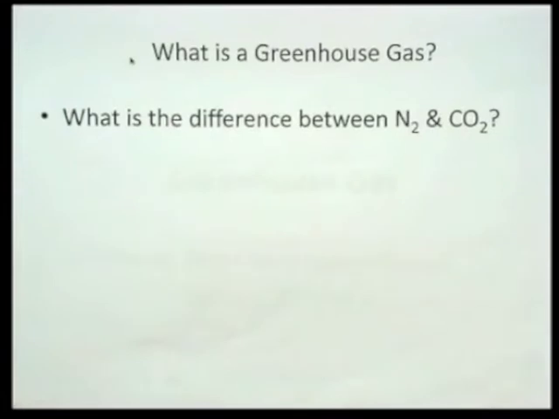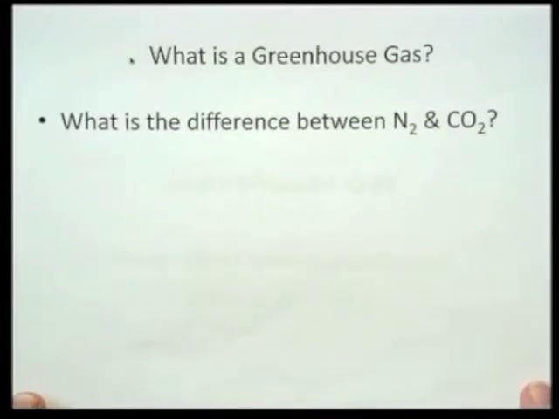What is a greenhouse gas? Well, the big question that we would like to try to answer is, what is the difference between nitrogen and carbon dioxide? They're both colorless, odorless gases. We know that nitrogen does not absorb infrared radiation and carbon dioxide does.